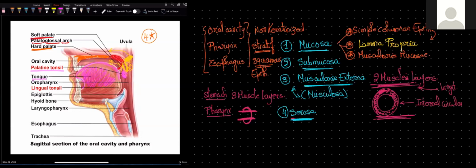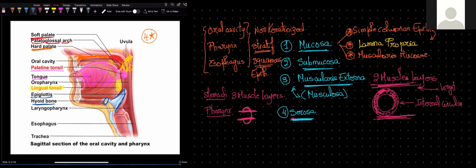If we keep moving down, we will see a cartilage that is located above the larynx. This is my epiglottis. We can also see a bone to which many of the muscles that move the tongue and form the floor of the oral cavity attach. It is called the hyoid bone.